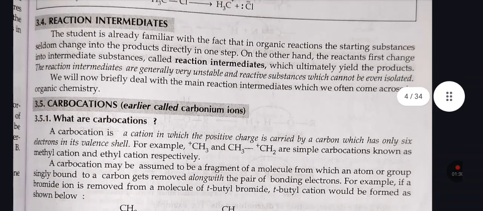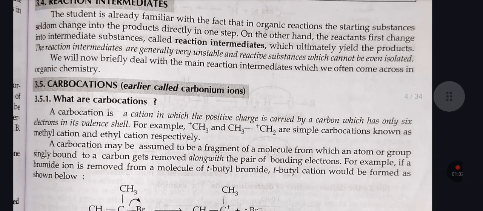Reaction intermediate. The student is already familiar with the fact that in an organic reaction the starting substance seldom changes into the product directly in one step. On the other hand, the reactant first changes into intermediate substances called reaction intermediates, which ultimately yield the product. The reaction intermediates are generally very unstable and reactive substances which cannot even be isolated. We will now briefly deal with the main reaction intermediates which we often come across in organic chemistry.